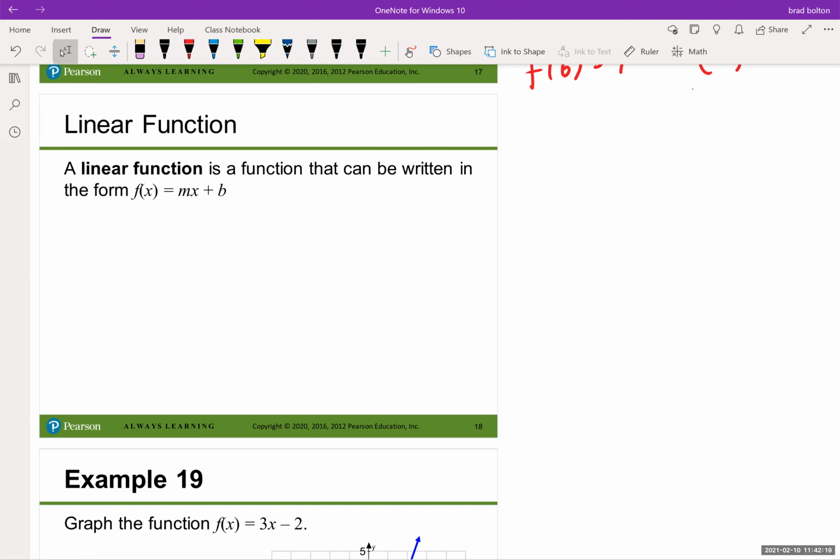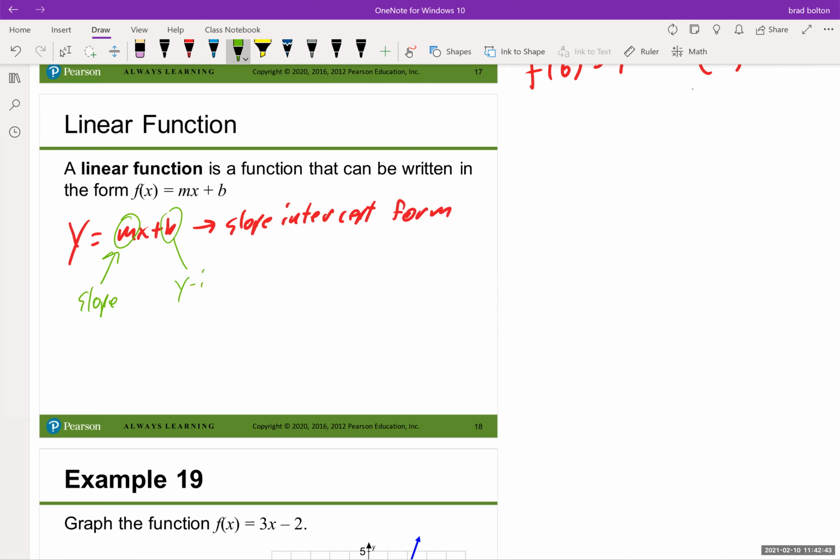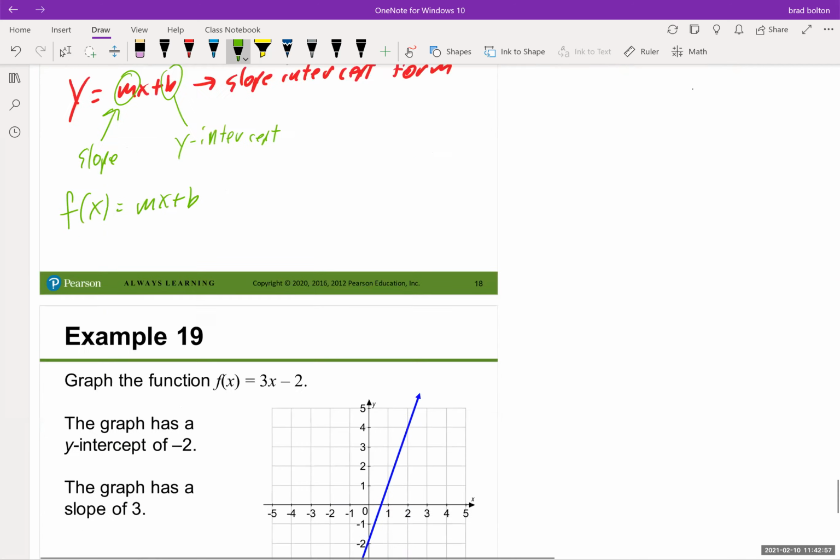A linear function is a function that can be written in the form f of x equals mx plus b. You guys know this as y equals mx plus b. This is slope intercept form. And you hopefully have been using this for a while, where we know that m is our slope and b is our y-intercept, meaning where does it cross the y-axis? Okay, so this is something that we're just now converting to f of x equals mx plus b. No big deal, just changing the y to f of x.